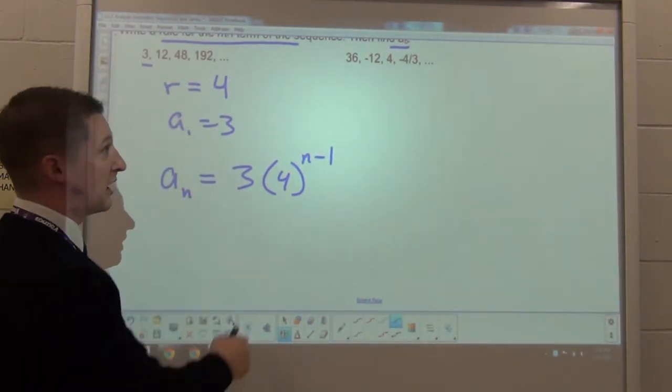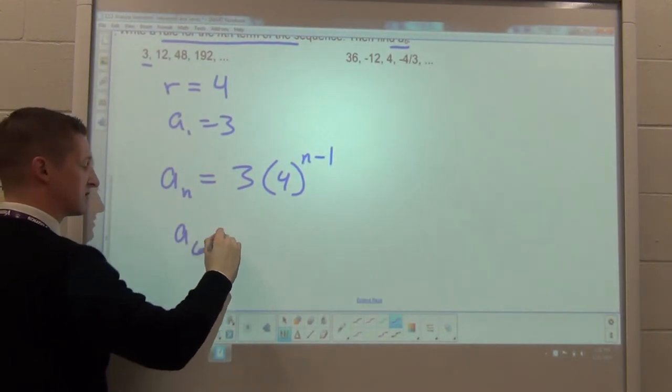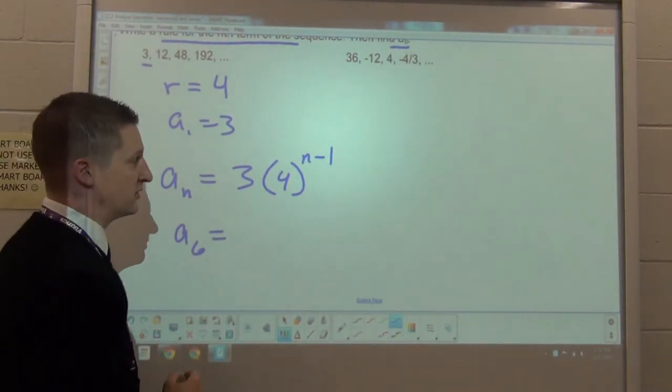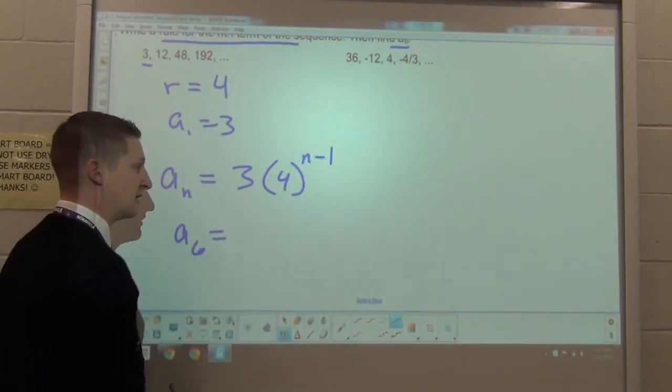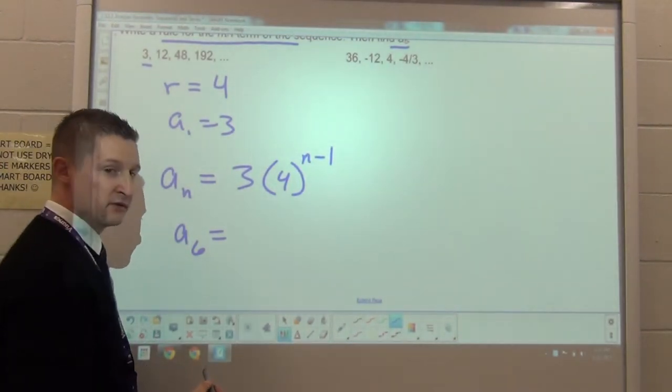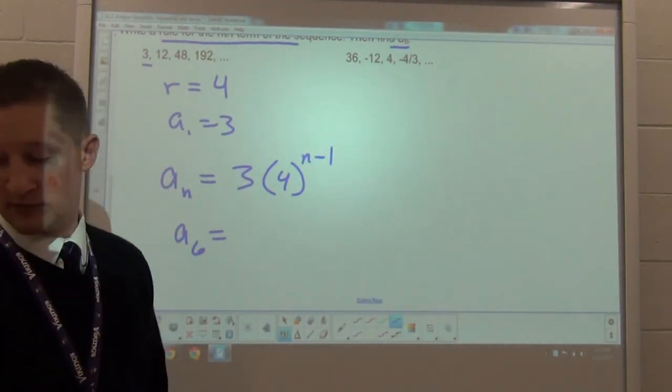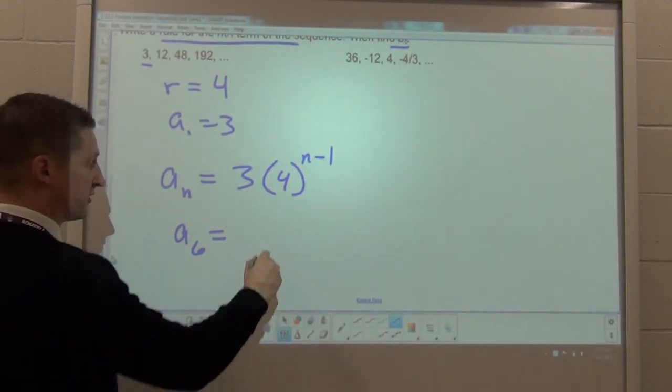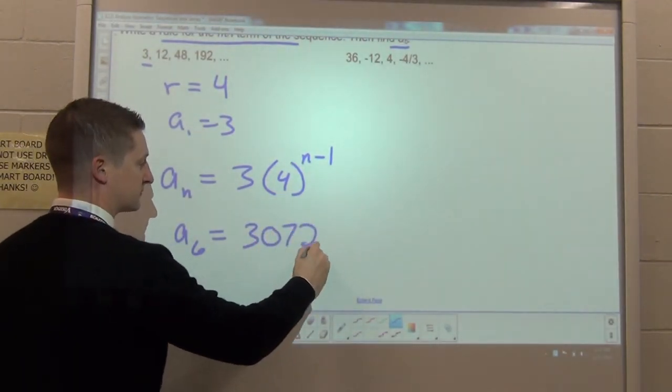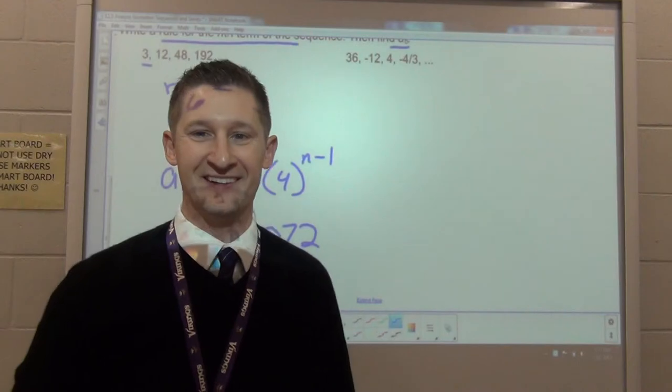There it's written. I was also asked to find the 6th term in this particular sequence. Well, to do so, I plug in 6. 6 minus 1 is going to be 5. 4 to the 5th power times 3 is going to be 3072. I cheated. Don't think I did that in my head.